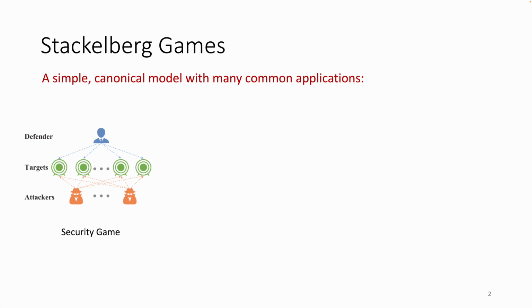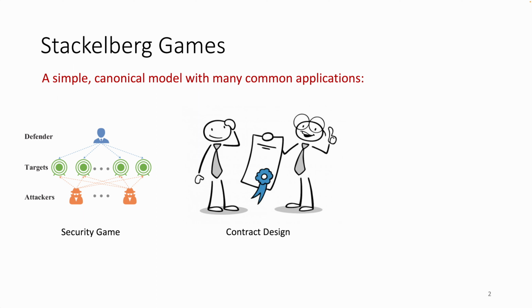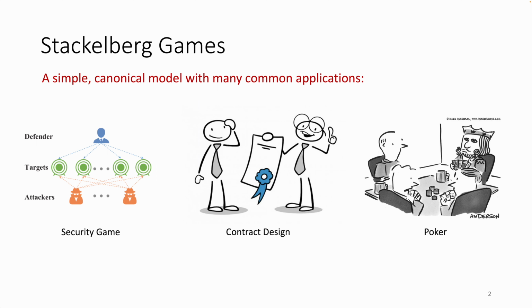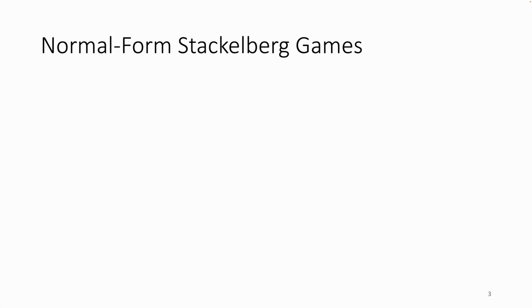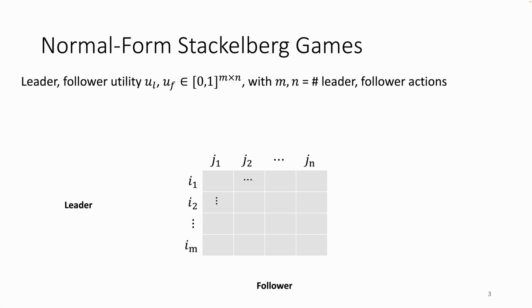So the Stackelberg game is a simple model that has many common applications, such as security games, contract design, and even poker games. In this talk, we will focus on normal form Stackelberg games, where the leader and follower have utility matrices UL and UF, and we use M and N to denote the number of leader and follower actions.